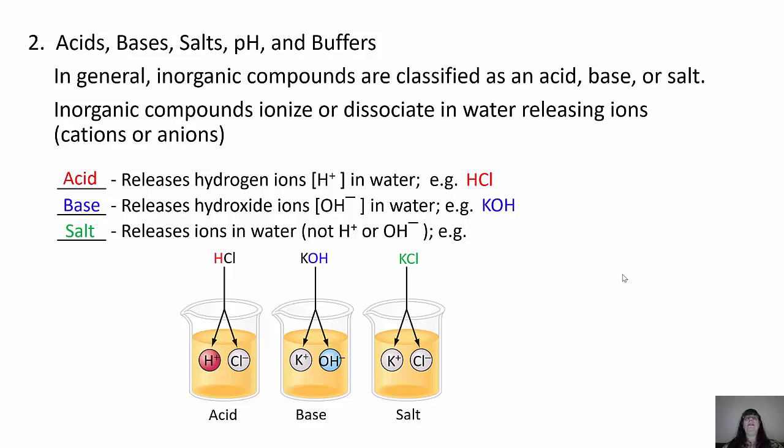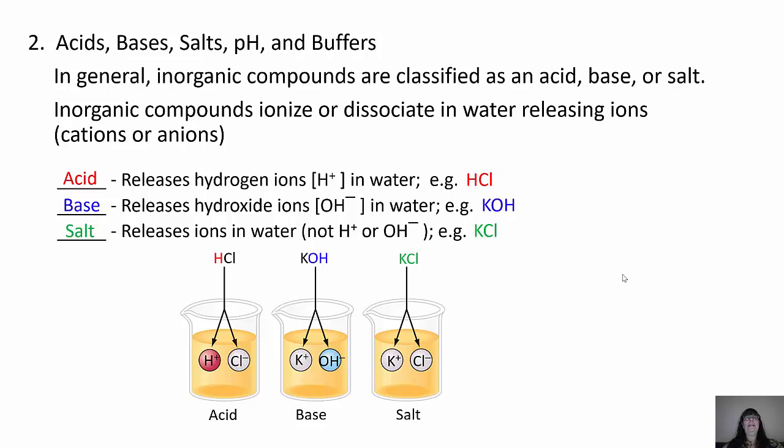So an acid is going to release hydrogen ions into the water, or H+, for example, HCl, like the first picture shows you. A base is going to release hydroxide ions, or OH negative, into the water, like KOH. A salt is going to release ions in the water that aren't hydroxide ions or hydrogen ions, for example, KCl.